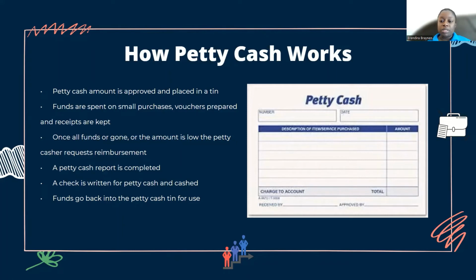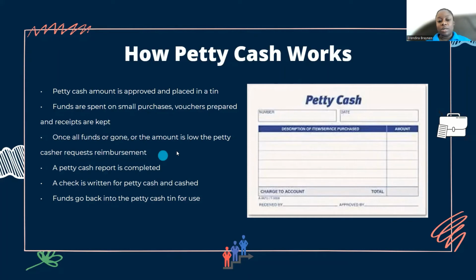Then once the person gets $10, they go and they buy what they need to buy. They bring back a receipt and it's stapled to the back of this petty cash form so that when it's time to replenish, you have to show evidence of what the funds were spent on.